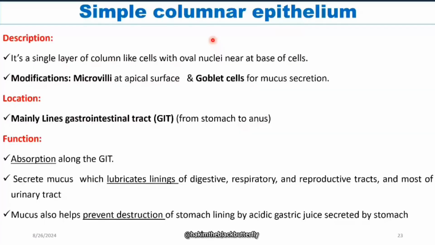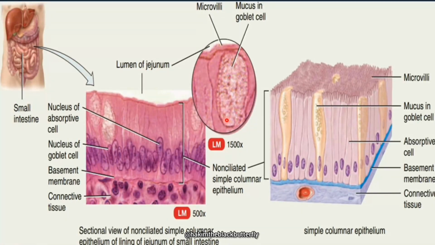Then simple columnar. Now this one is very easy to understand. It's going to be lining different parts of the body. For example, we have a subtype that's going to be lining the GIT. Then we have another subtype. Basically, the role of these is going to be nearly different based on the modification of the cells that make up this epithelium. For example, in your small intestines, we have columnar cells. Yes, they are in one layer, and these cells are modified to form finger-like extensions. These extensions are microvilli.